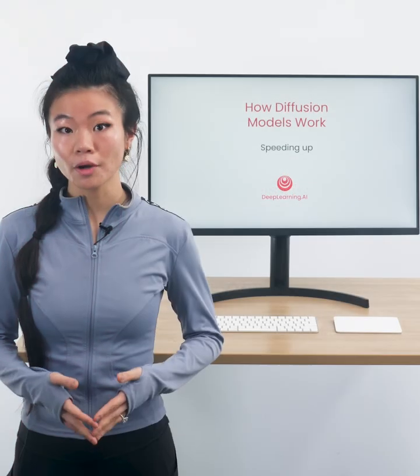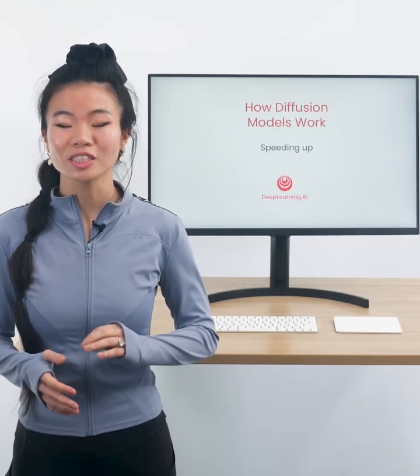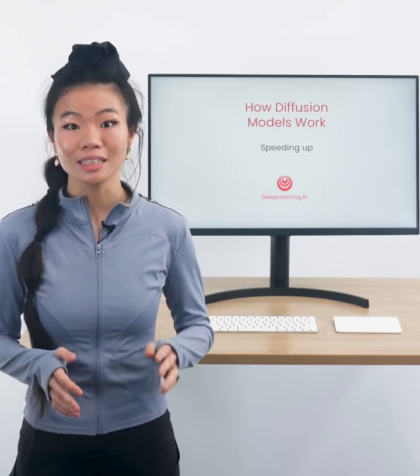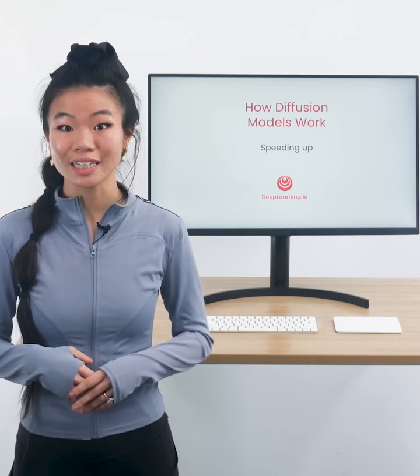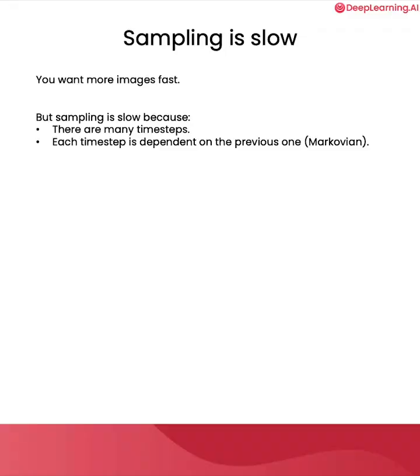In this video, you'll learn about a new sampling method that is over 10 times more efficient than DDPM, which is what we've been using so far. And this new method is called DDIM. So your goal is that you want more images, and you want them quickly.